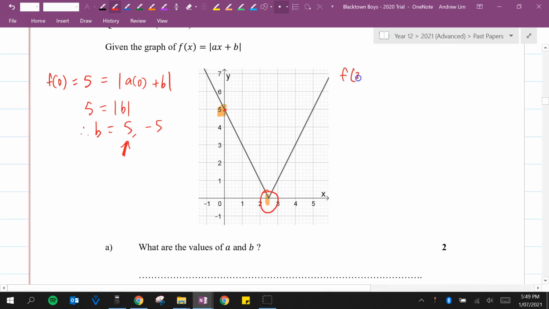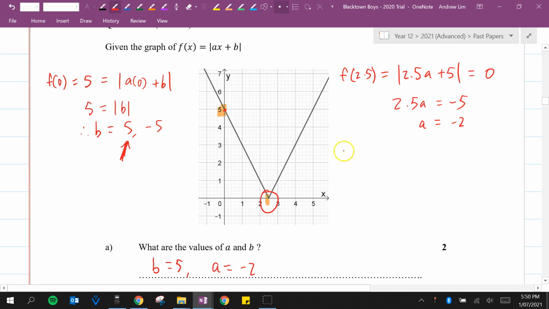So f of 2.5 is equal to the absolute value of 2.5a plus 5, because I've decided to use this plus 5. And we know that's equal to 0. So here we got 2.5a is equal to negative 5, a has to equal negative 2. So if you said that b is equal to 5, then a will have to equal negative 2. So that's one possible answer in order for you to get the full marks.